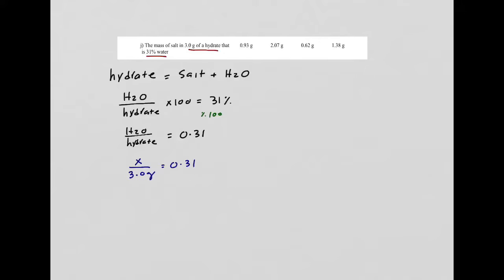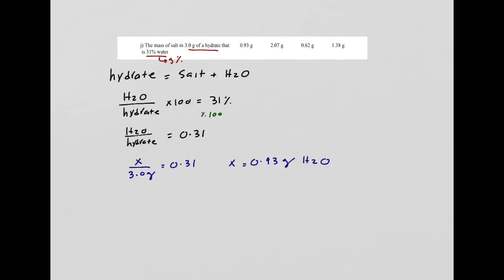So if I solve for x, it's going to be 0.93 grams. What is that? That would be the grams of water. Follow me so far? So you have to use what they give you. They give you the percentage of water and the grams of the hydrate. Percentage is usually gram percentage, so grams of water over grams of hydrate times 100 gives 31%. We divide by 100 to get rid of the percentage, so grams of water over grams of hydrate equals 0.31. I have the grams of hydrate, so now I can easily solve for x, which is my water.